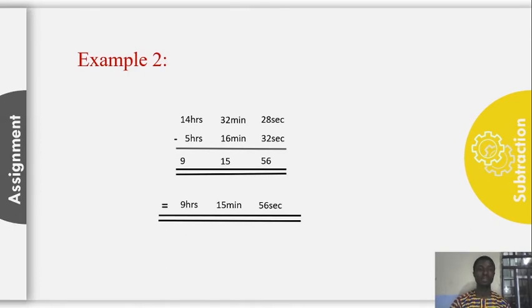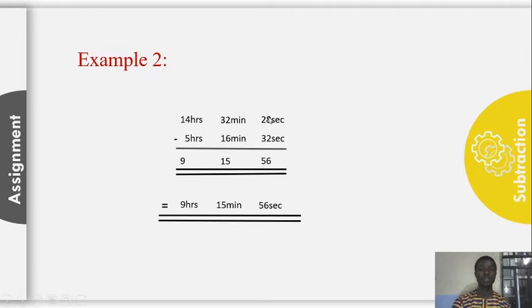Example number 2. We have 14 hours, 32 minutes, 28 seconds, minus 5 hours, 16 minutes, and 32 seconds. If you look at the seconds, we have a bigger value down here, a smaller value up here. Remember, we cannot minus bigger numbers from smaller numbers because they will give you negative values. And we are not interested in negative values here.